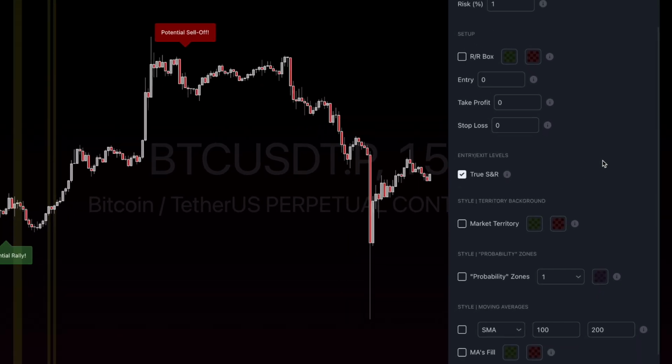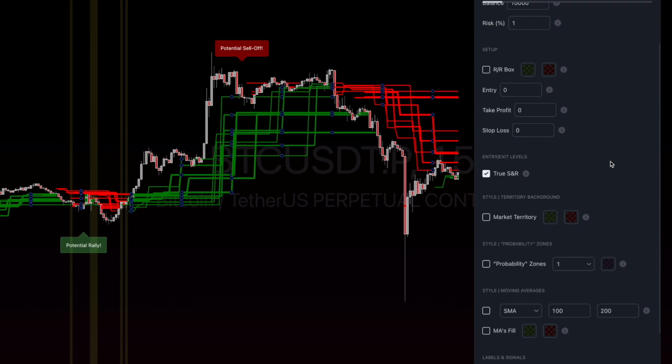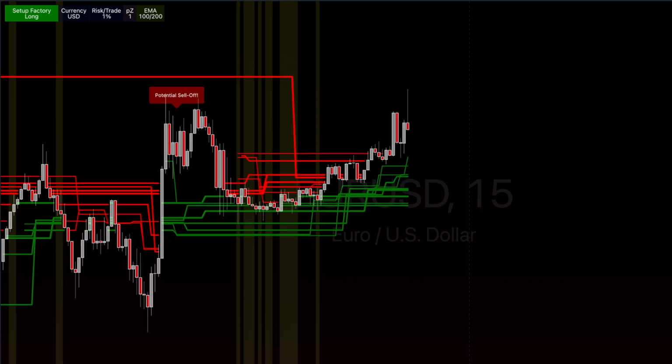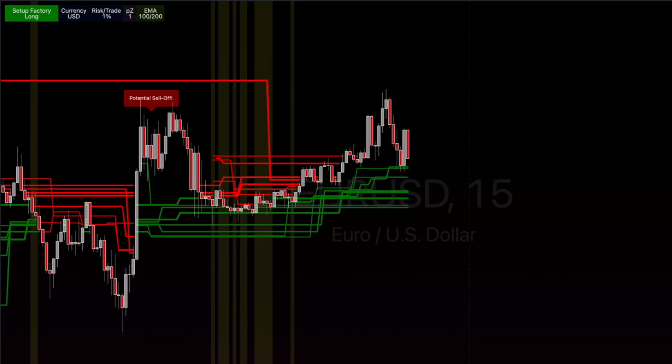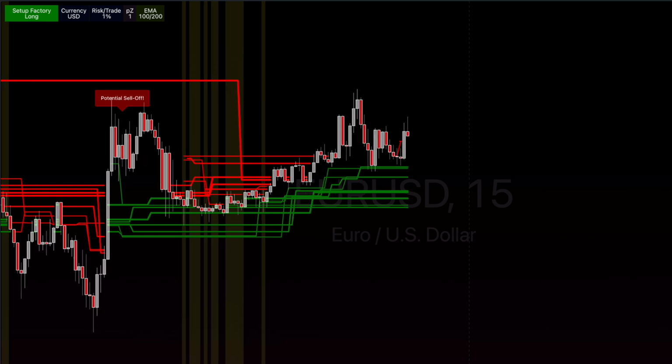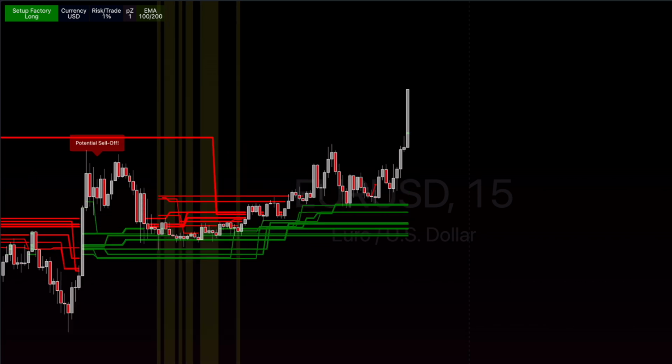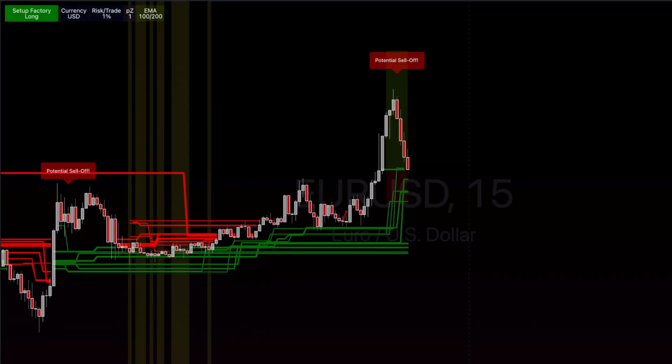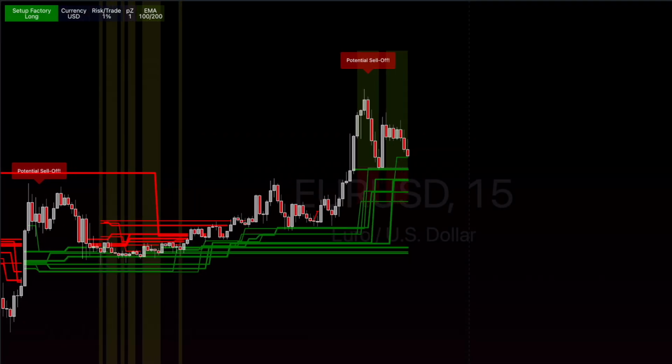Our algorithms reveal hidden support and resistance levels, where fear and greed collide, giving you a clearer picture of market dynamics. Whether you trade forex, crypto, or equities, our true S&R tool delivers the insights you need to stay ahead, from smarter entries to better exits.